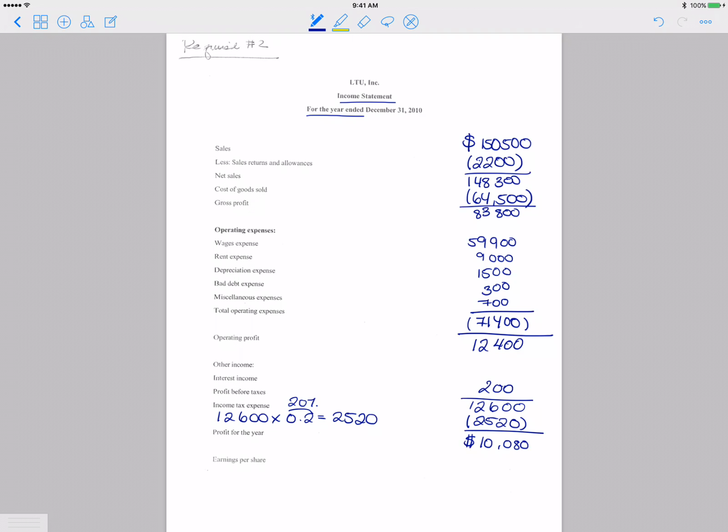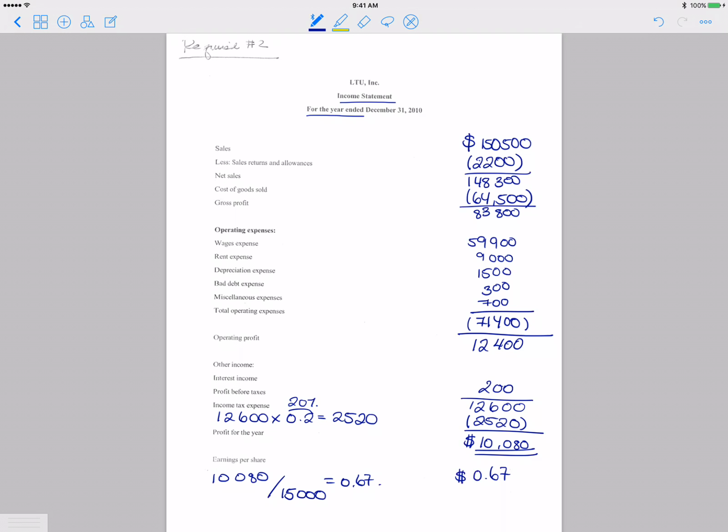$10,080. And then we need to remember that our earnings per share needs to be included, even though it's not mentioned. It is part of the income statement and must be added in. So to figure that out, we look at our profits for the year and we divide it by the number of shares, which we had already seen when we calculated our dividends to be 15,000. This gives us 0.67, which means that our earnings per share are 0.67.